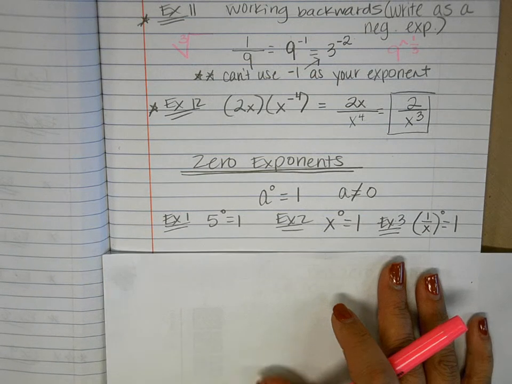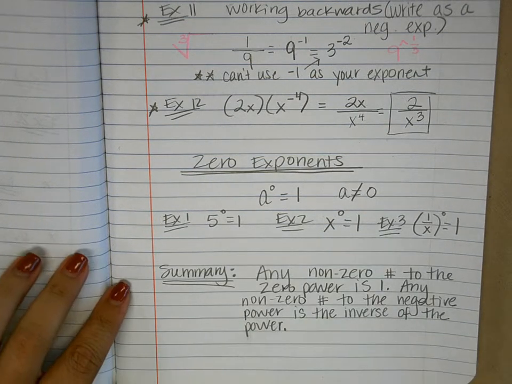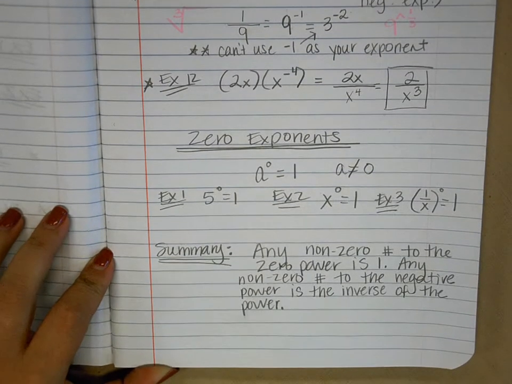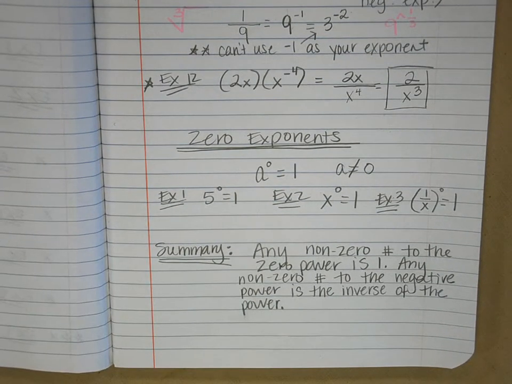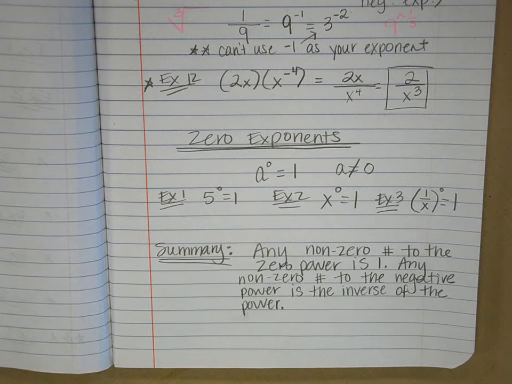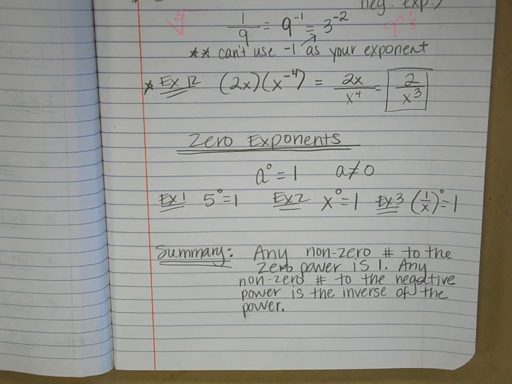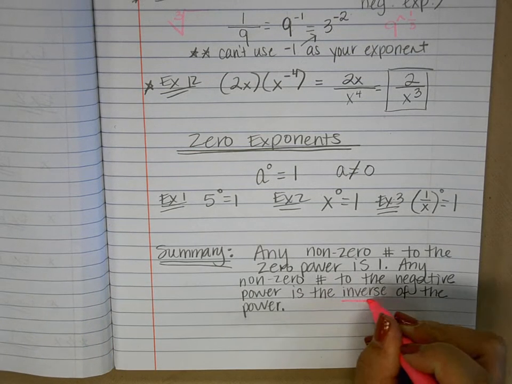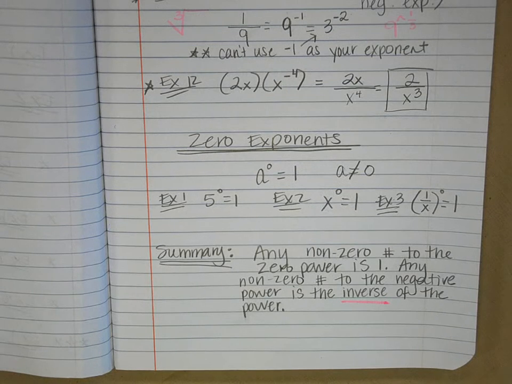And then I have a summary if you need it. It summarizes both of these. You can put it in your own words or abbreviate it if you'd like. So basically the summary is any non-zero number to the 0 power is 1. Any non-zero number to the negative power is the inverse of the power. Inverse, almost like opposite, makes me think of opposite, right? Reverse, things like that.